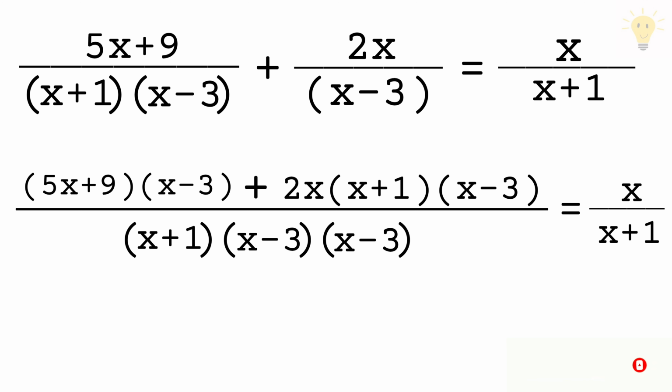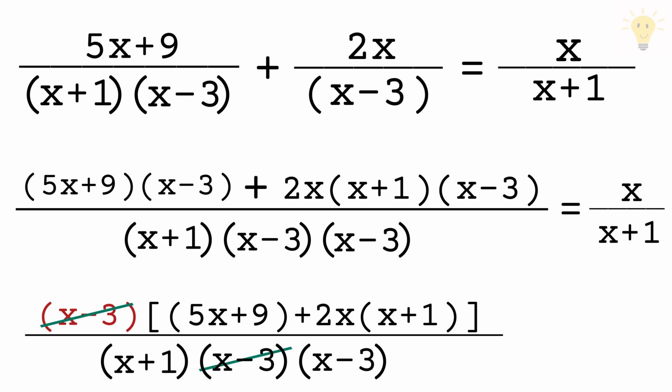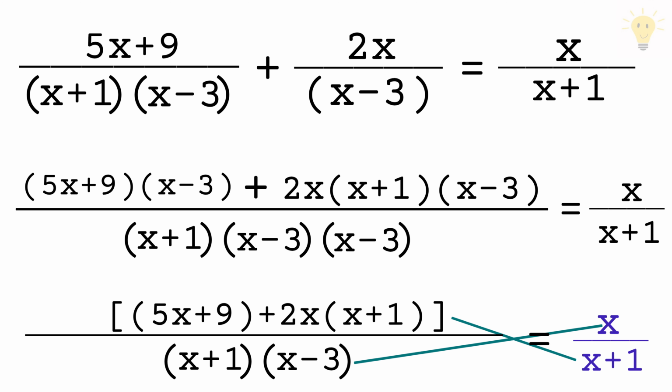Now we have a common factor on the numerator. On this side of the plus sign, we have x minus 3. And on this side of the plus sign, we also have x minus 3. So we're going to take out the common factor so that it cancels out another on the denominator. Now we introduce the third fraction by cross multiplying.